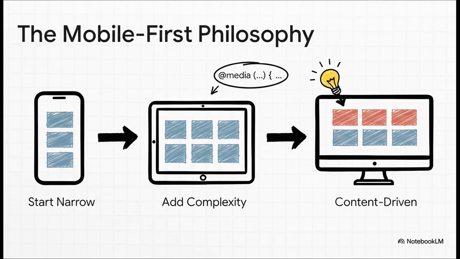Rule 1, you start narrow. Your basic CSS with no fancy media queries has to look perfect on the tiniest possible screen. Rule 2, you only add complexity. As the screen gets wider, you use media queries to add things like columns or grids. You build up, you don't scale down. And rule number 3, the most important one, let the content be your guide. You only change the layout when the content itself starts to look weird or break.